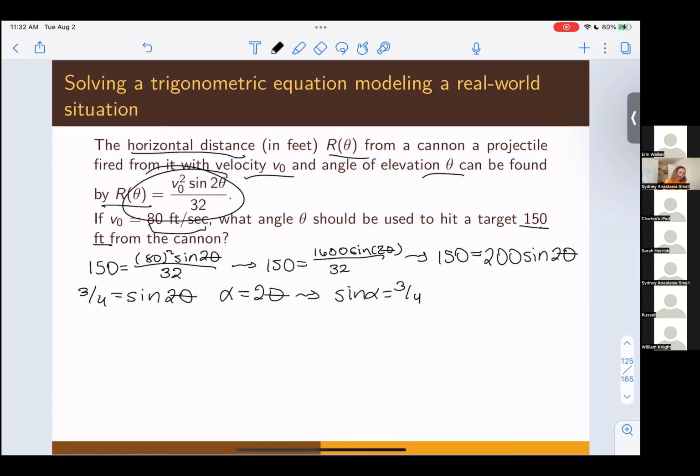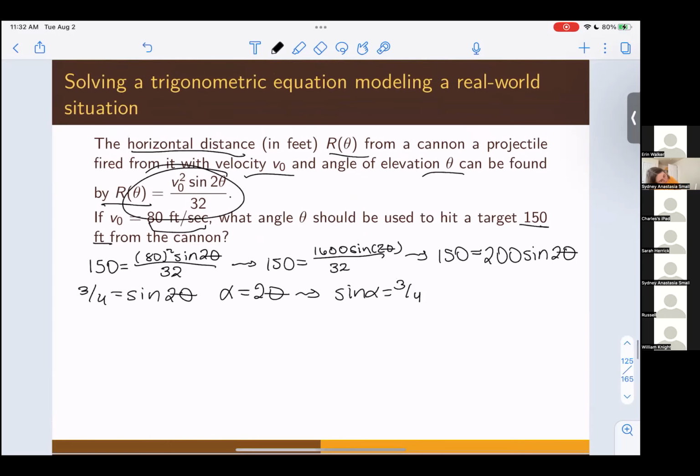3/4 is not a friendly value on my unit circle. I can't just think about, what angles do I know on the unit circle with a y coordinate of 3/4? There aren't any. So I have to use my knowledge of inverse functions instead. Taking the inverse sine of both sides to undo that sine, I get that alpha is equal to the inverse sine of 3/4. Cool. Again, I could evaluate this, but I'm not going to because I don't need to know what that number is yet. So all I'm going to do is now draw my picture.